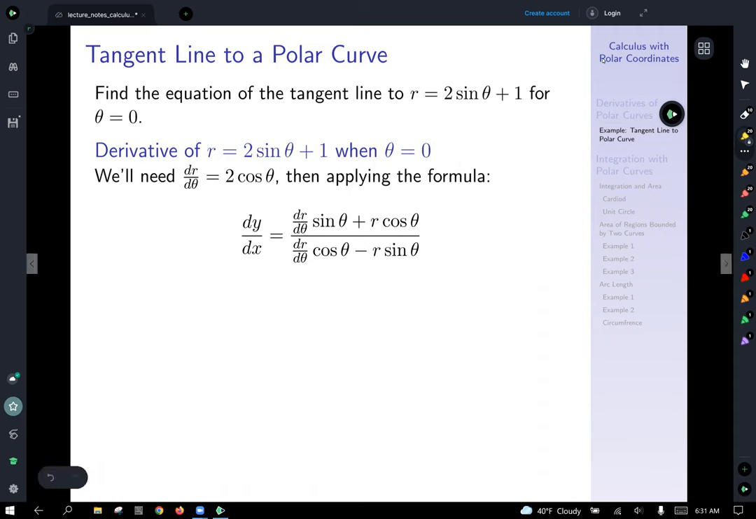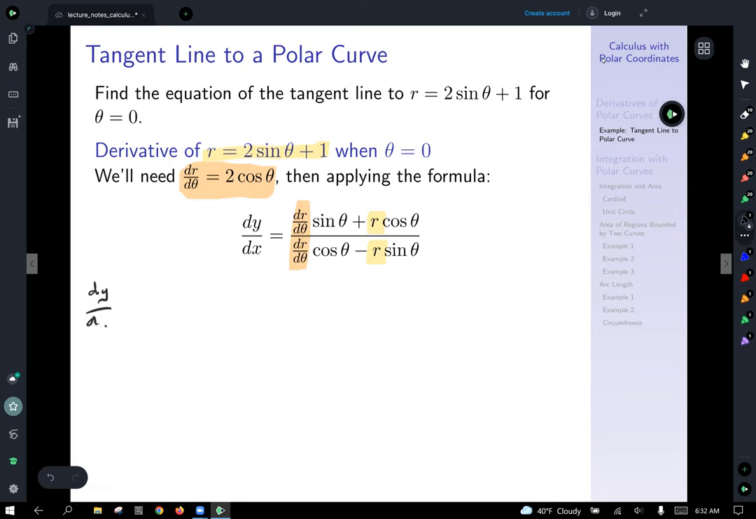Well, we see our formula for the derivative down below. Since r is 2 sine of theta plus 1, we can just directly substitute it into our formula. The next piece of the puzzle that we need is dr d theta. dr d theta is just the derivative of that yellow highlighted expression, which is 2 cosine of theta, the derivative of r with respect to theta. So now we're going to fill in this expression.